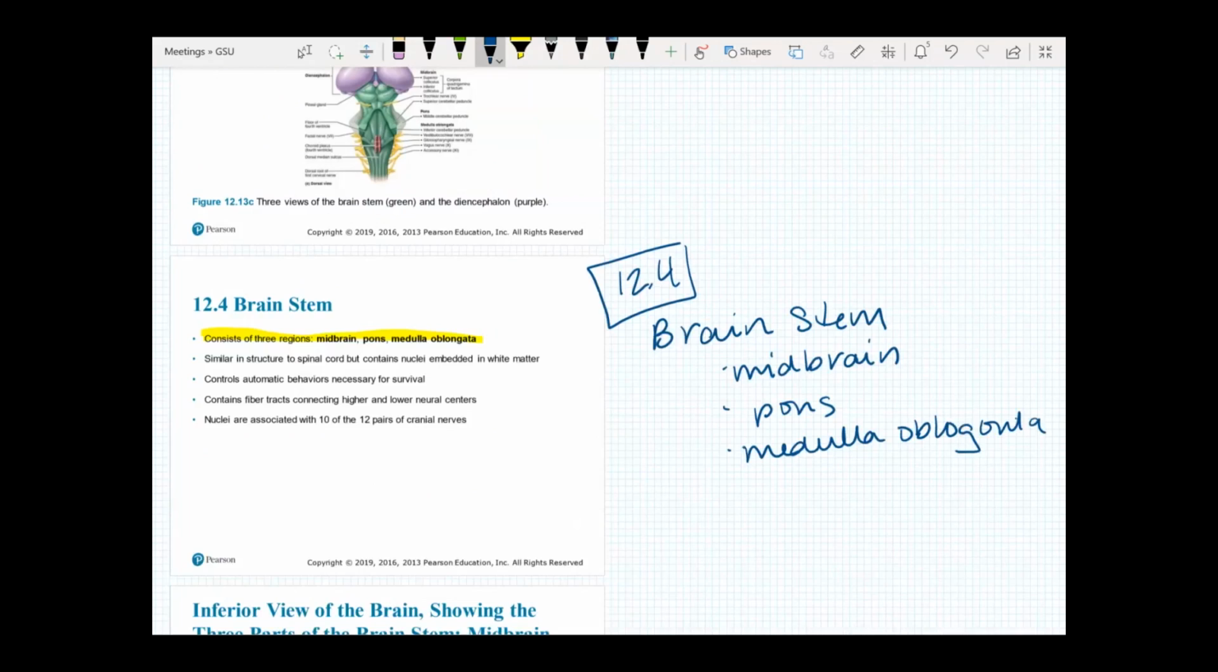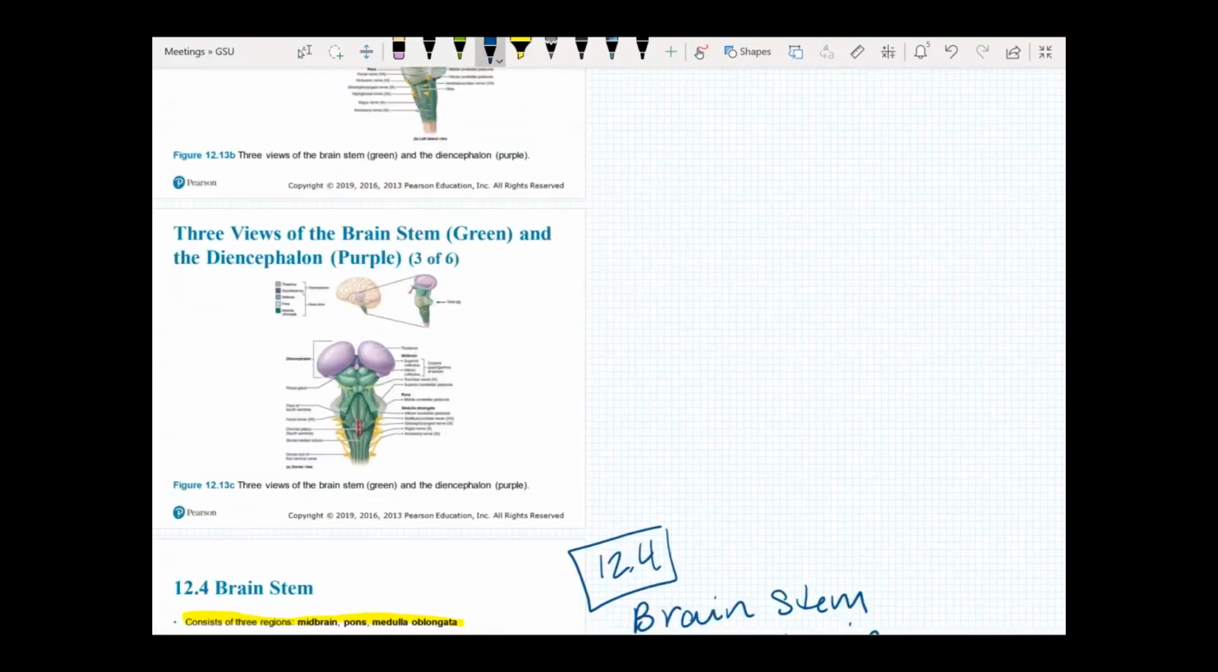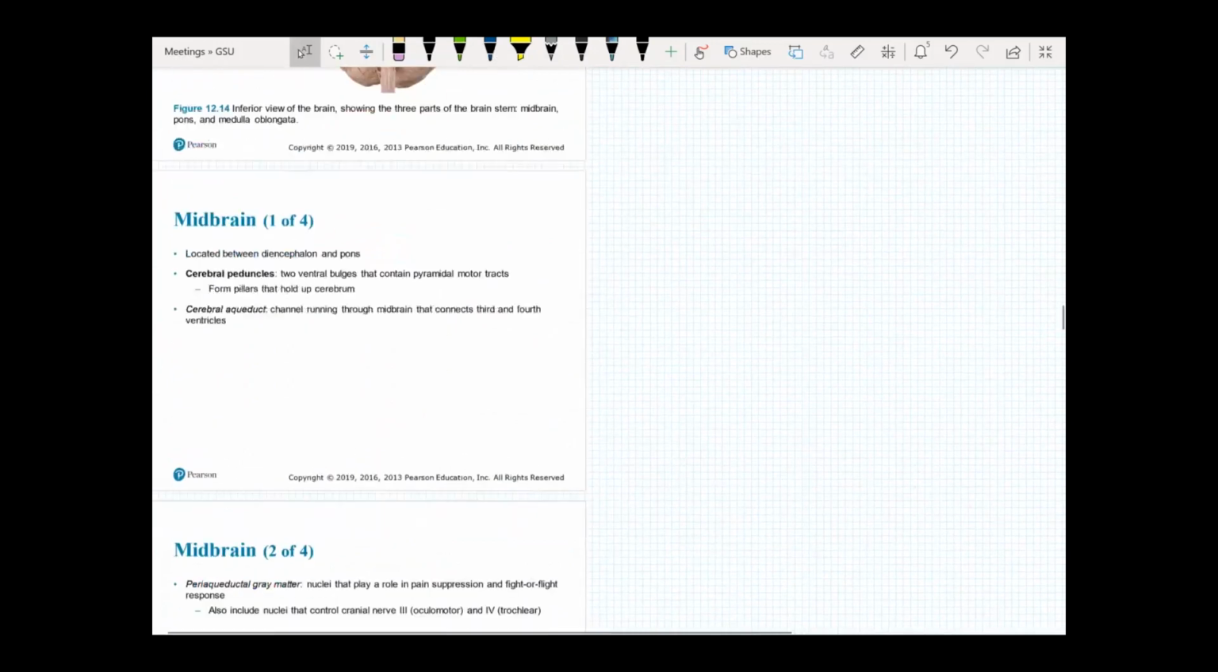These are going to be primarily fiber tracts that are connecting higher and lower. So if we are in this section of the brain, these guys connect from your spinal cord up to your brain and from your brain down to your spinal cord. So they will be primarily carrying tracts or information. So they're going to be more relay stations.